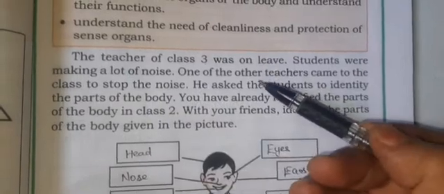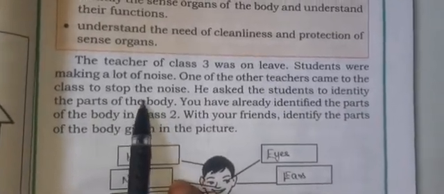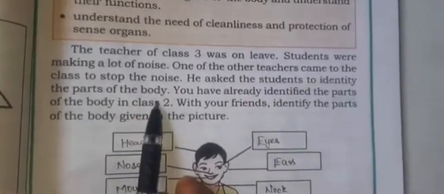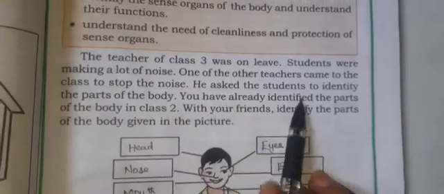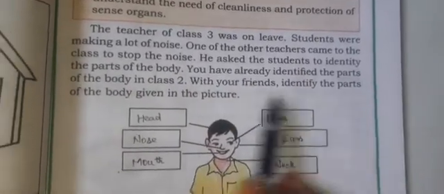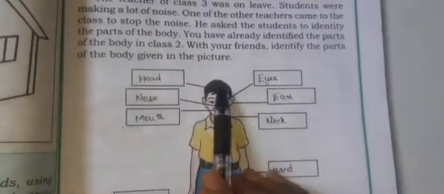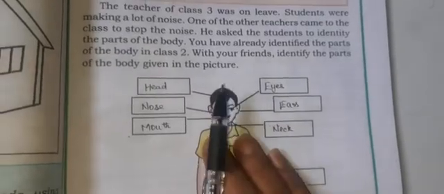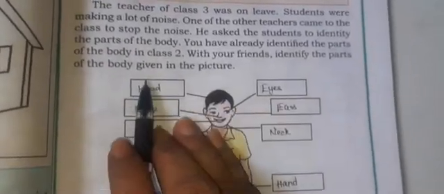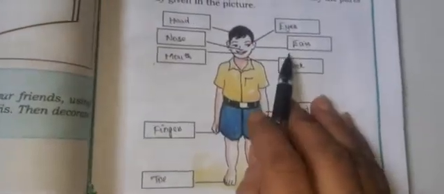So one of the teachers from the school entered class 3 and asked them to stop the noise. And he asked the students to identify the parts of the body. You have already identified the parts of the body in class 2. With your friends, identify the parts of the body given in the picture. Now he is giving the work to the children to make them silent and also to learn new things, like identifying the parts of the body with the help of their friends by seeing this picture.